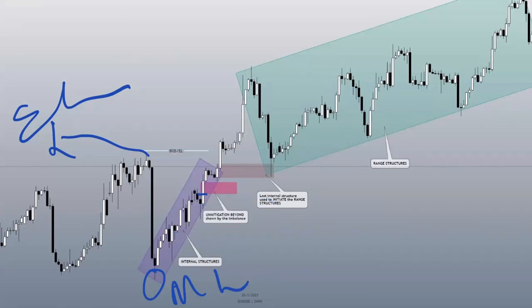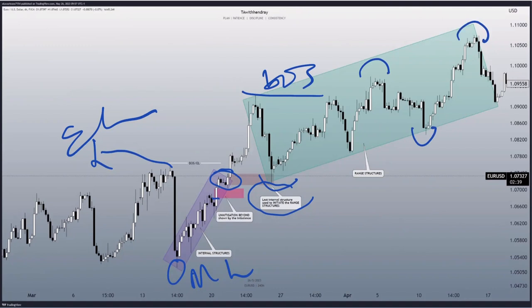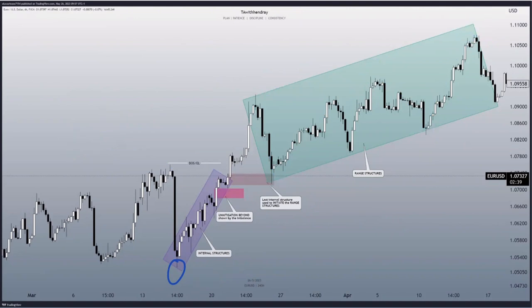All right. Then we have the last internal structure here, which is this internal structure. So this last internal structure was used to start the range structure. So where does the range structure start from? So we have a low, okay, break of structure, a new high, a new low, and a new high. All right, so those are the range structure. So the range structure, a low, a high, a low, a high. Remember, it is also in direction of the trend. All right, so that is a range structure. That right there is your range structure.